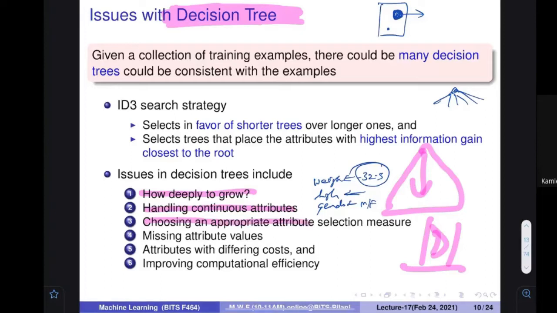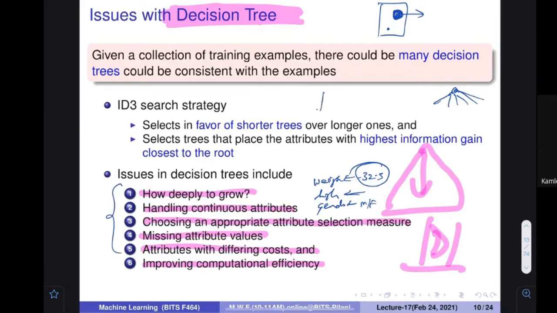Choosing an appropriate attribute selection measure. We have seen two till now, but there could be other cases where some other measure could be more appropriate. We are going to see these things: missing attribute values, what to do for that; attributes with a different cost, what to do with that; and ultimately we want to improve the computational efficiency. That is another thing. So till now we have seen an algorithm.